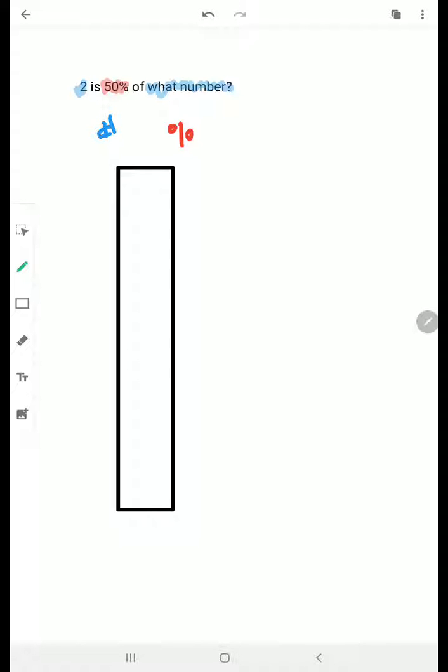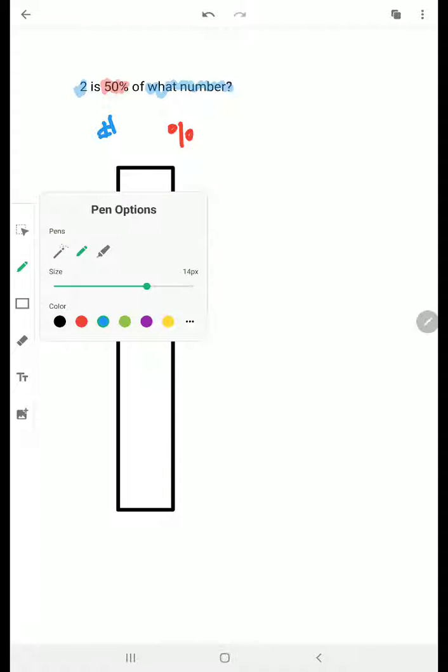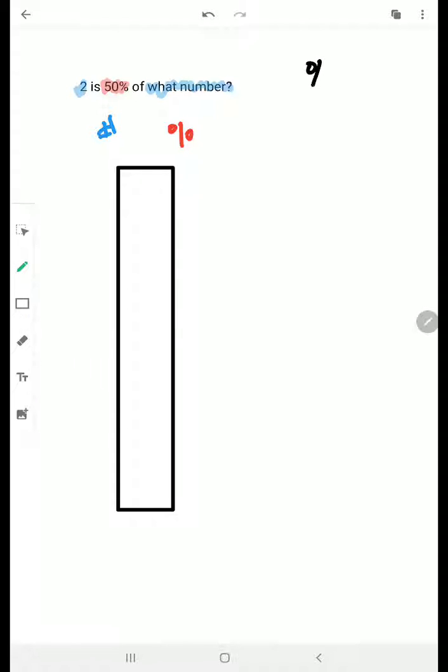Now, when you go to solve a problem like this with a number line, one of the things you have to remember about percent is that percent means out of 100. So you've got a percent sign. That means you've got something out of 100. So if this were a number line and this represented 0, down here we would have 100.